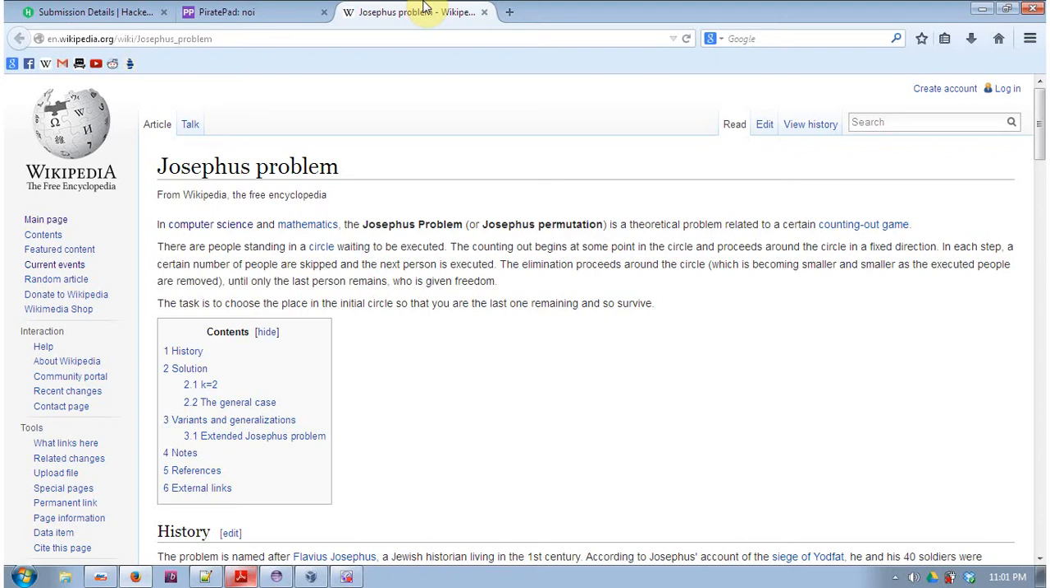So a man named Josephus calculated the problem and positioned himself in the circle in such a way that he would be the last person standing, and the condition for the last person standing is the one that is given freedom. So the problem is really bloody.